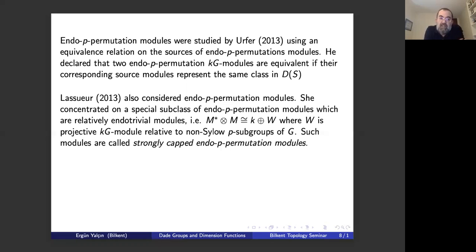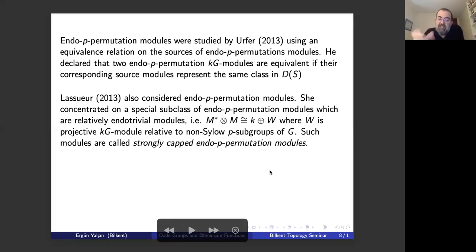Lassueur later, she's also a student of Jacques Thévenaz, and this is also most of her thesis work. She did a different approach. She looked at a certain special type of endo-p-permutation modules, and she defined an equivalence on them. And this special subclass is the modules where M tensor M star is not just an endo-p-permutation module, but they're also in this special form. So this special form, of course, is an endo-p-permutation module, but it's more than that.